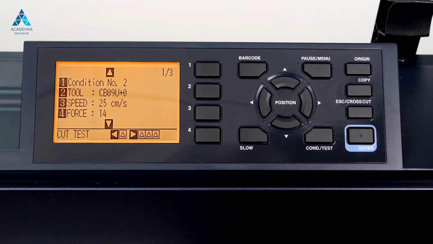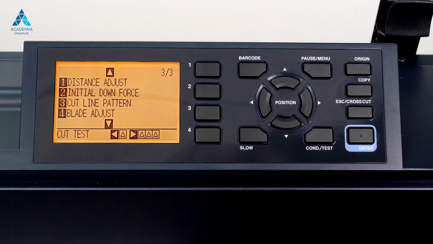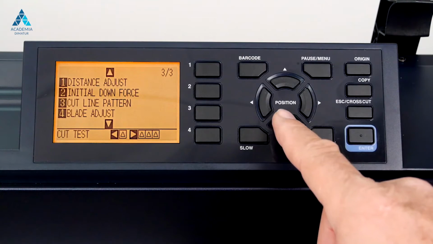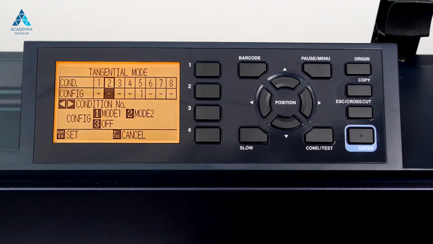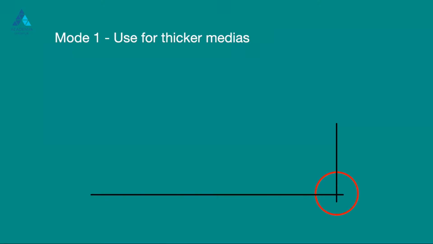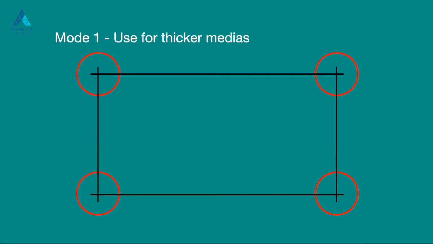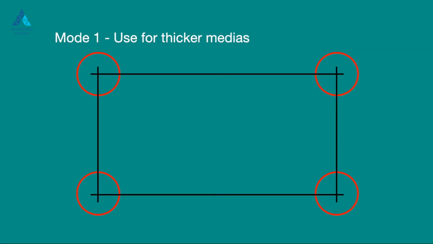The next step is to enable tangential mode. We can do this by pressing the down arrow key to cycle through the pages of options, until this page where the tangential mode is shown as an option, and then press the 3 key for tangential mode. Here, tangential mode provides us with a choice between two modes, Mode 1 and Mode 2. Mode 1 will cause the blade to lift at each corner as well as overcut each corner. It is generally used for thicker media because it provides clean corners.